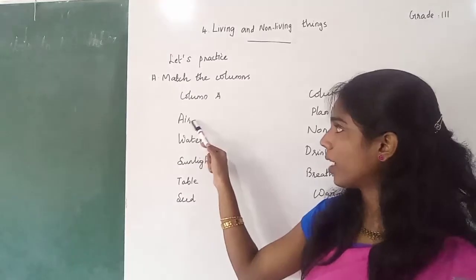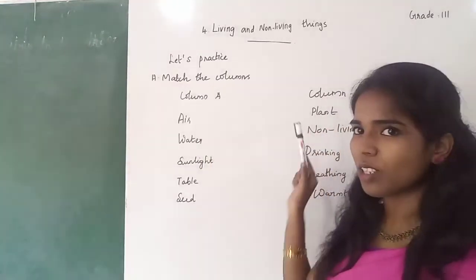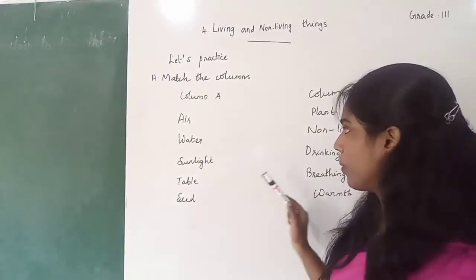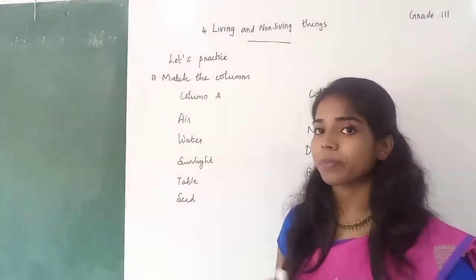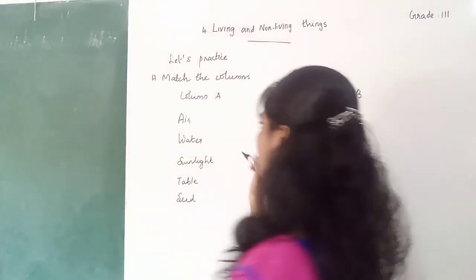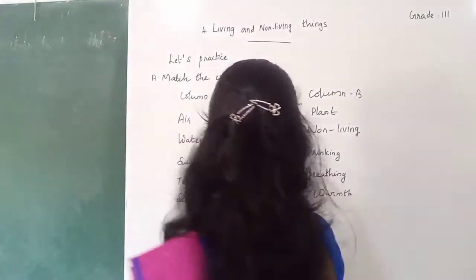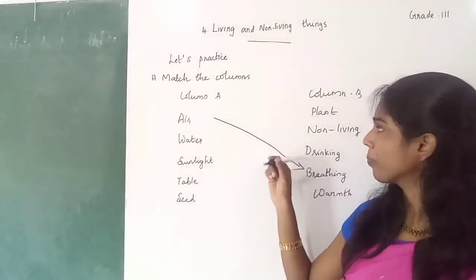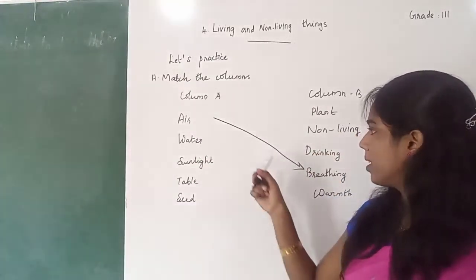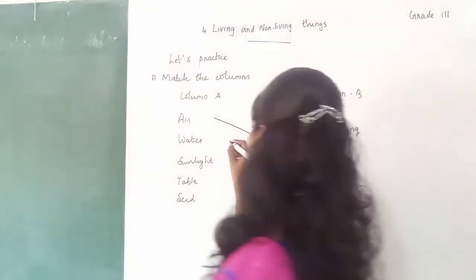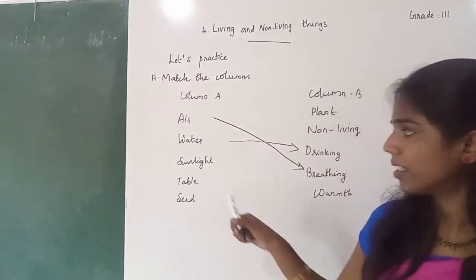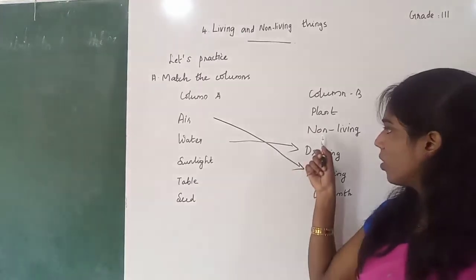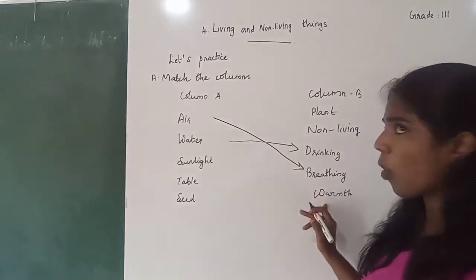Okay? So the first one, air. Plant, no. Non-living, no. Drinking, no. Breathing, yes. We breathe in air, right? So air, breathing. And then water. Plant, no. Non-living, no. Drinking, yes. We drink water. Then next one, sunlight. Plant, no. Non-living, no. Then warmth, yes.